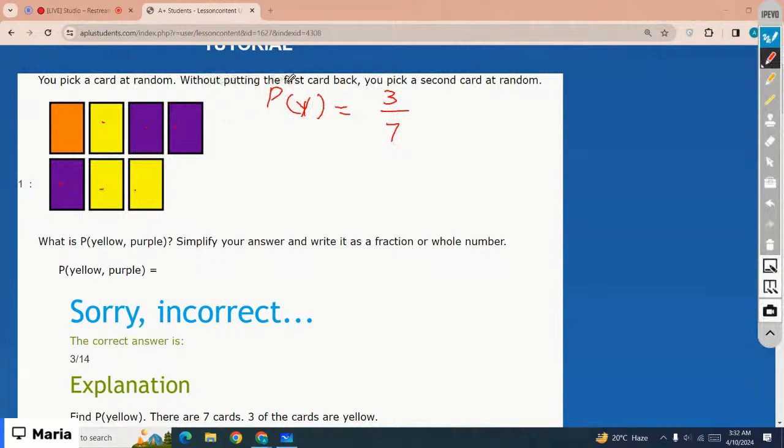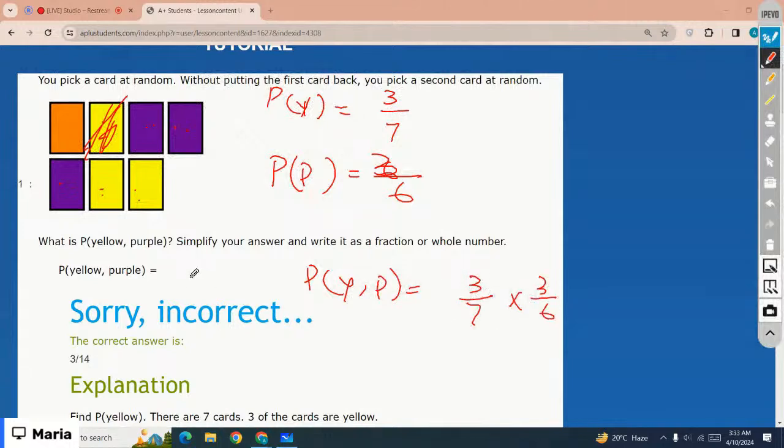Now you didn't put the first card back. You picked one yellow card, you didn't put that card back, and now you are going to select the purple card. You have 6 cards, and 3 options out of 6. And for the combined probability, the probability of yellow and purple, you have to multiply these probabilities.